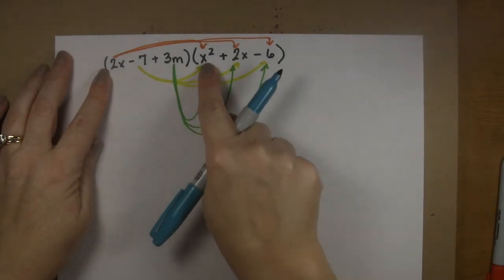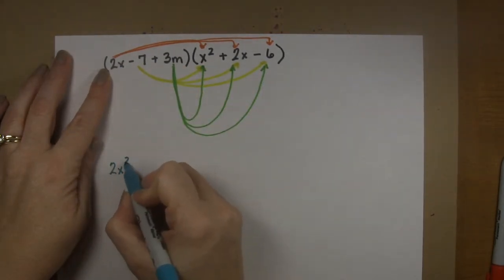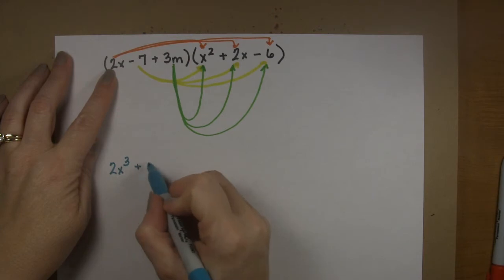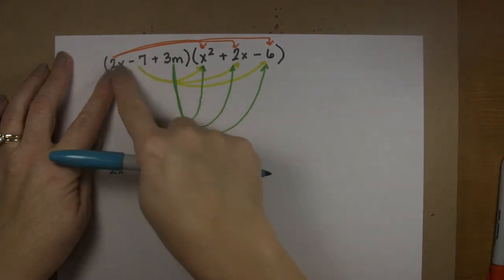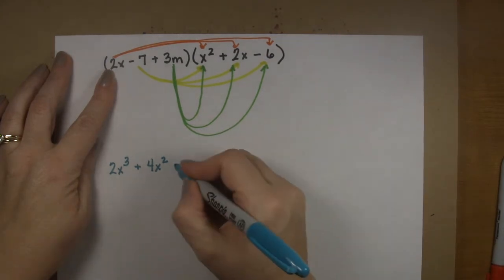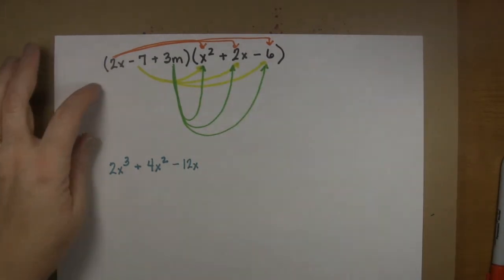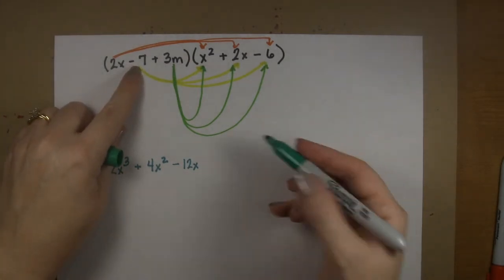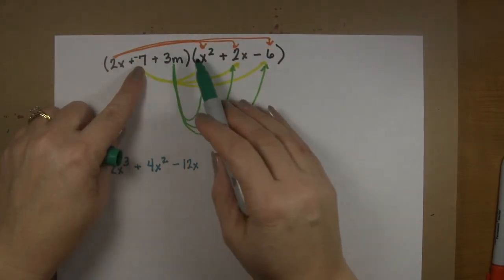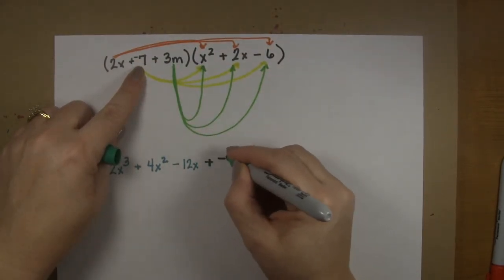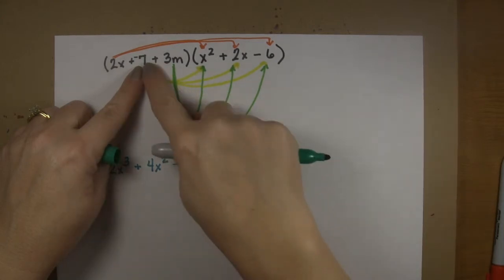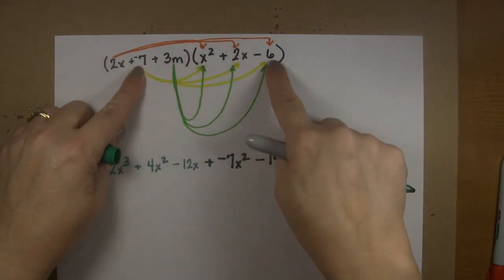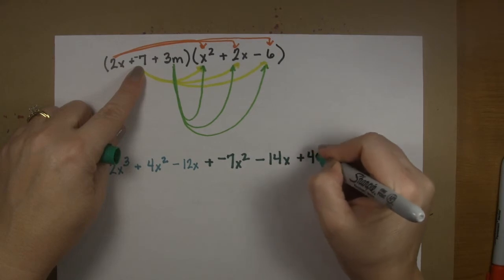So 2x times x squared would give you 2x cubed. 2x times 2x would give you 4x squared. 2x times -6 would give you -12x. So that is the first chunk. Then you would continue with the second chunk. Remember, this is a -7. So we would have -7 times x squared would be -7x squared. -7 times 2x is -14x. And -7 times -6 is a +42.